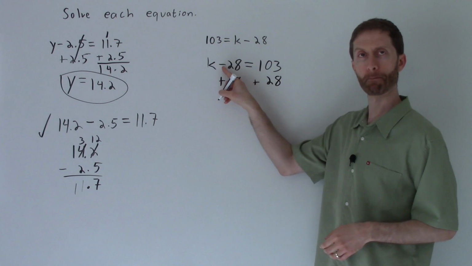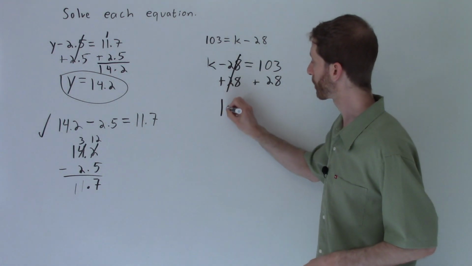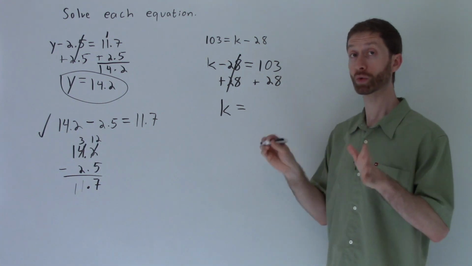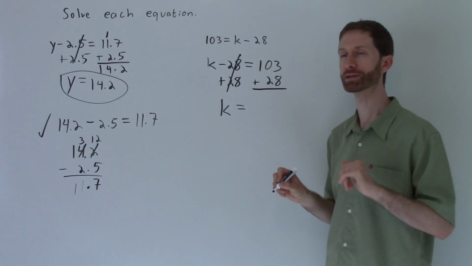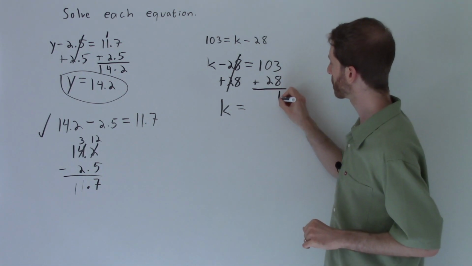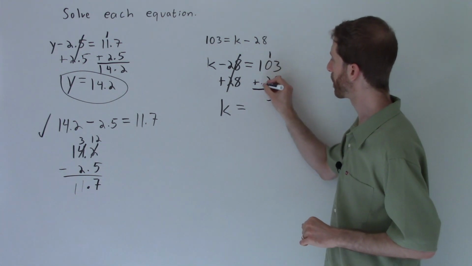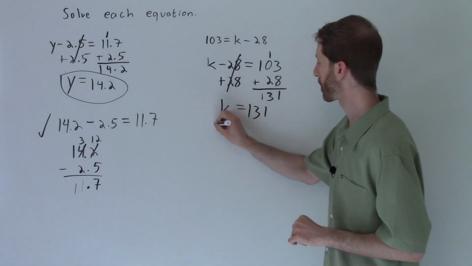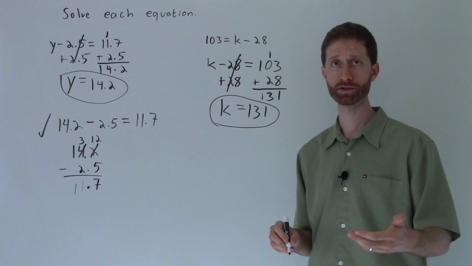And we see that minus 28 and 28 zero out, and we're left with k on the left-hand side. And then we can do our addition here. Just focus only on the addition. Have your brain do one very important piece at a time. 3 and 8 gives me 11. I carry the 1. 1 and 2 is 3. 1 and no hundreds place is 131. So k is 131.